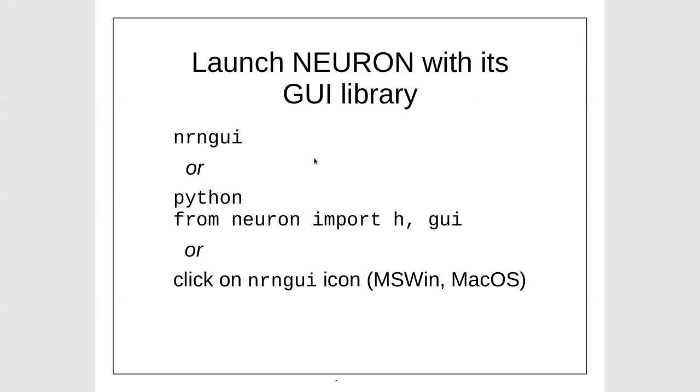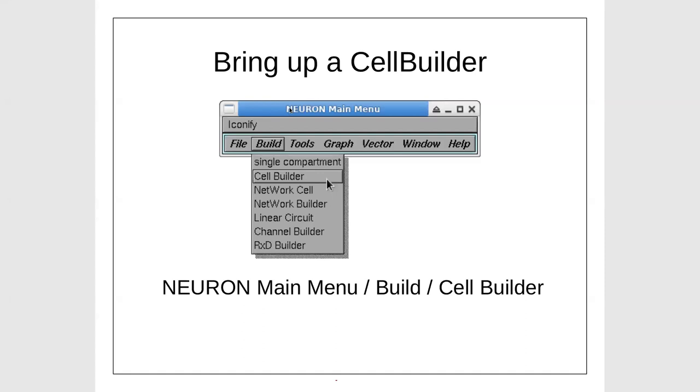Okay, so how do we start? We start NEURON either by executing nrngui from the system prompt, or we can execute Python, and then we can execute the command from neuron import h, gui, or we could have made a Python file that contains this single command. Okay? Or under Windows, we could be lazy and double click on the nrngui icon. Once we've done that, we'll see this thing called the NEURON Main Menu toolbar, and we'll click on Build, and there's a drop-down menu that has a number of tools listed in it, and we'll select the Cell Builder and release the mouse button.